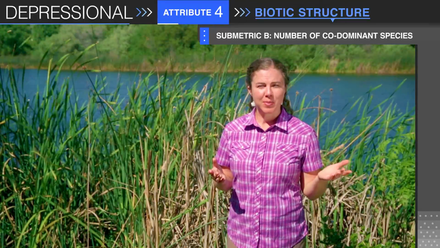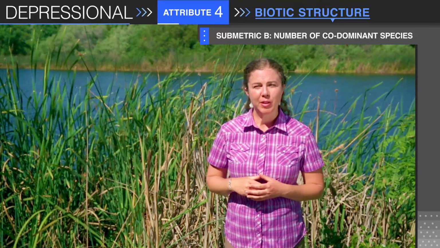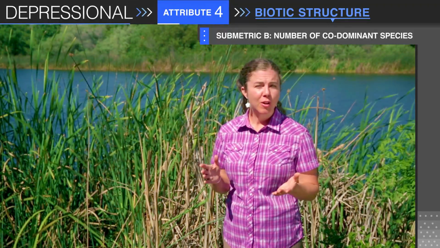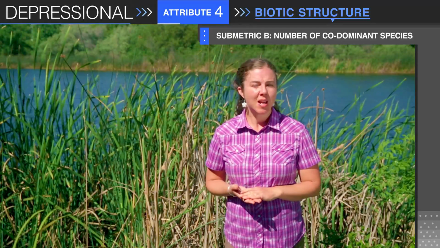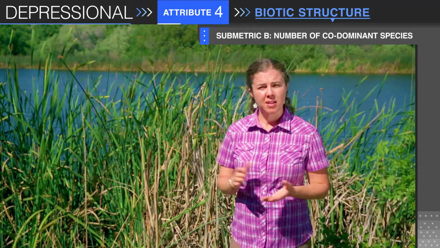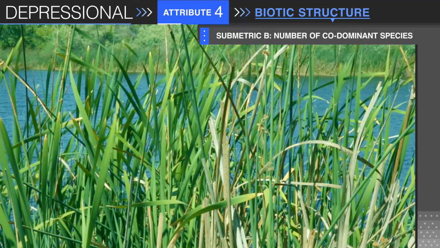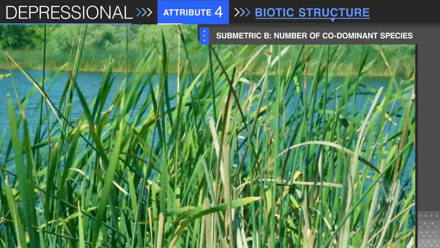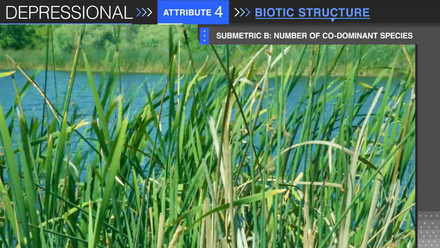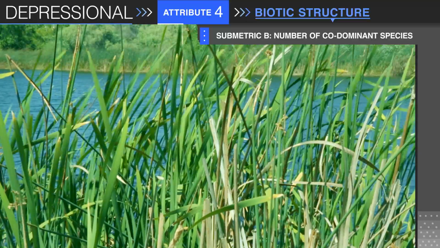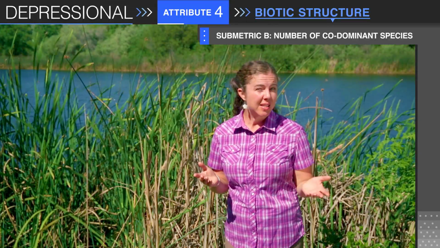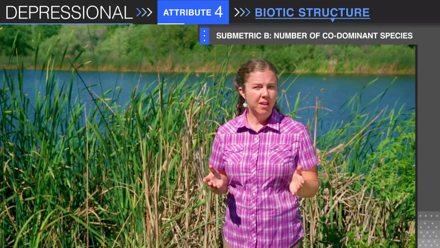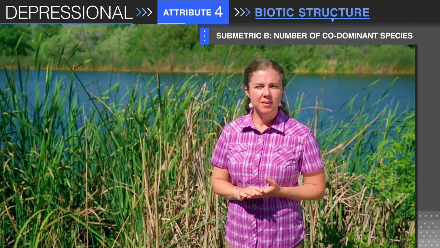The number of codominant species are recorded on the plant community data sheet. A codominant species is one that is at least 10% of the layer that it is found in. For example, at this site we have both tules and cattails. Both of these are in the tall layer, 1.5 to 3 meters tall, and each of them comprise at least 10% of that layer. Therefore, they are both codominant species.